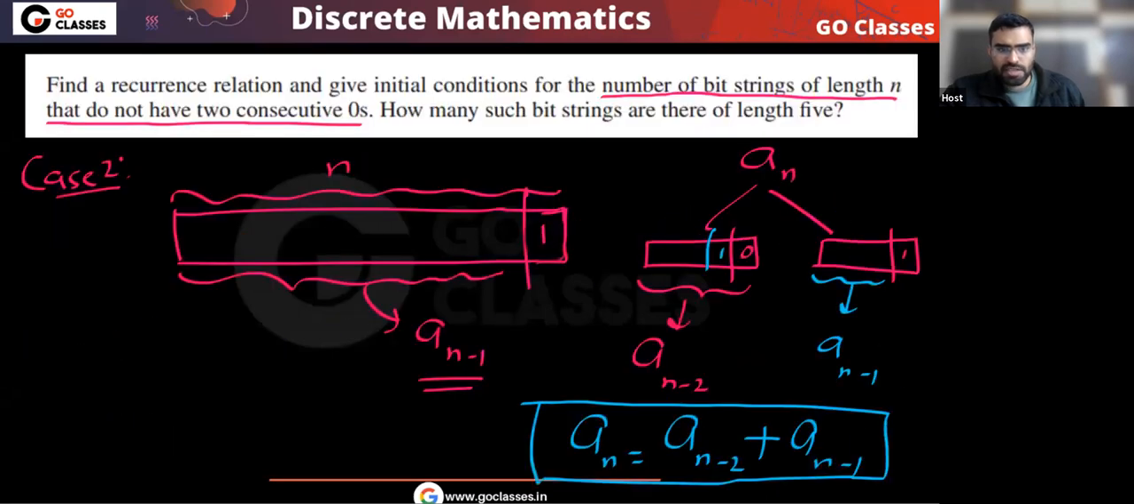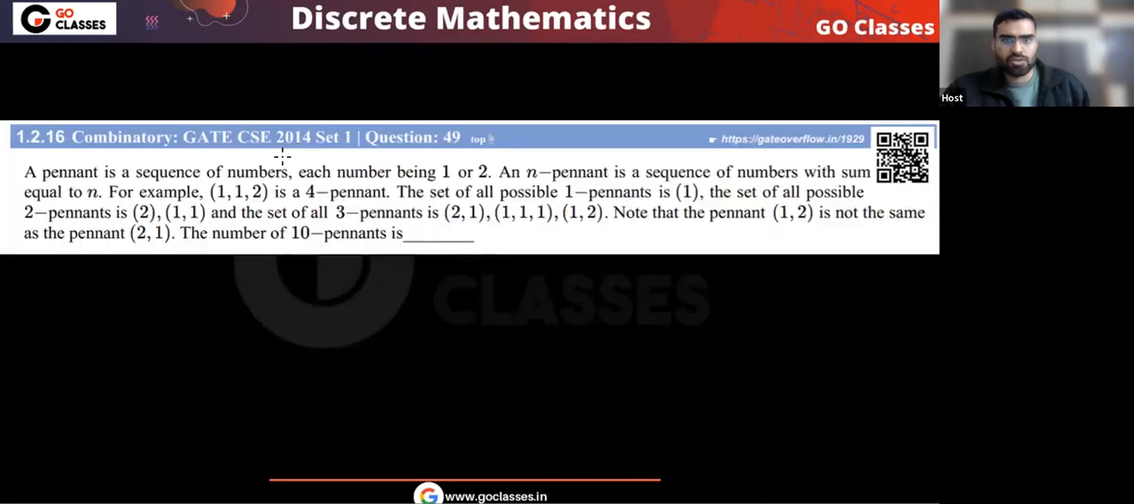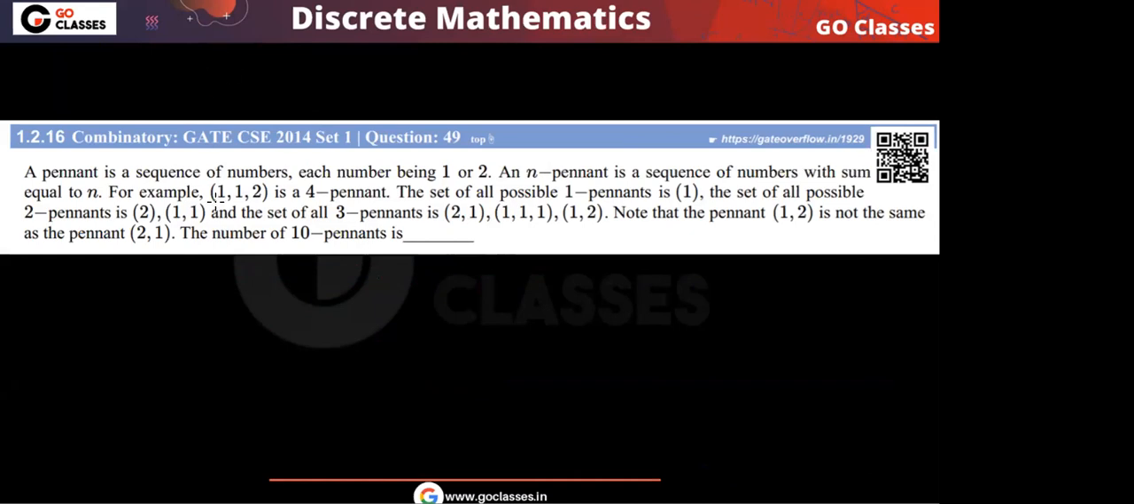Now let me go and check this GATE question. Let's solve this GATE exam question. Try this GATE 2014 question. Can anyone try GATE 2014?